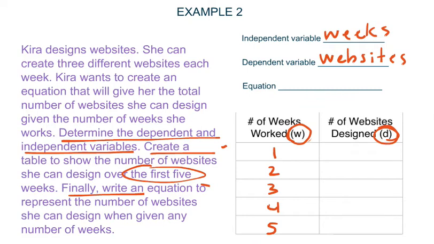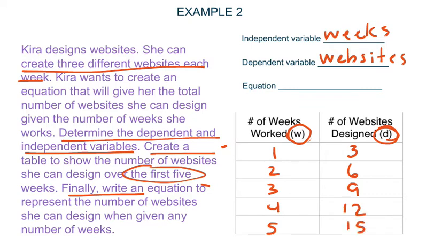Okay, so in my problem it says she can create 3 different websites each week. So in the first week, she creates 3 websites. On the second week, she creates 3 more, which would make 6. On the next week, she creates 3 more, which makes 9. And 3 more. And 3 more.